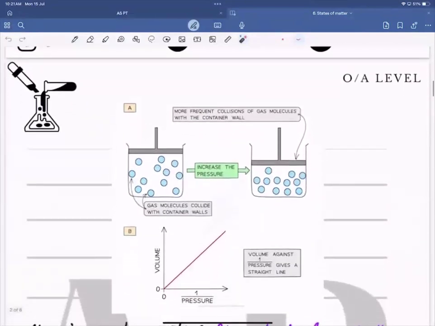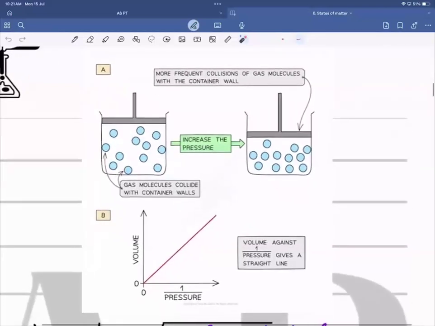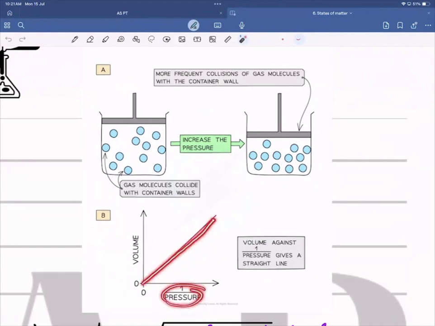Here there is a visual representation and the graph. Volume is proportional to the reciprocal of pressure, right? So if I plot volume against the reciprocal of pressure, that is 1 over pressure, I am going to get a straight line. Instead, if I plot against pressure, I am going to get a line like this, with a decreasing gradient. It is not linear. Remember, it is always a curved shape if there is pressure over here.